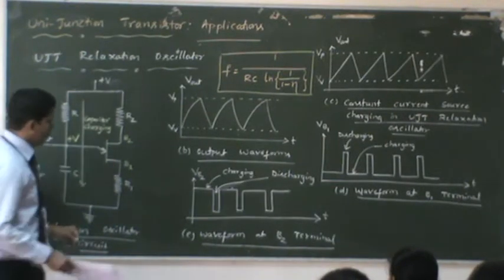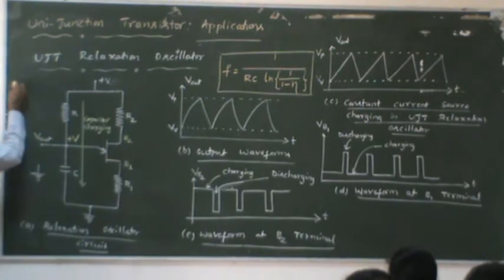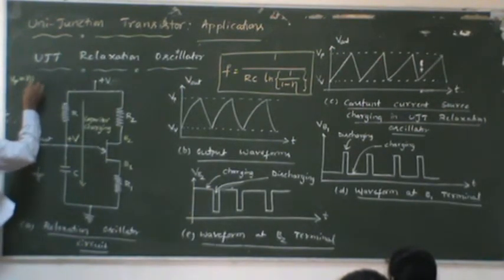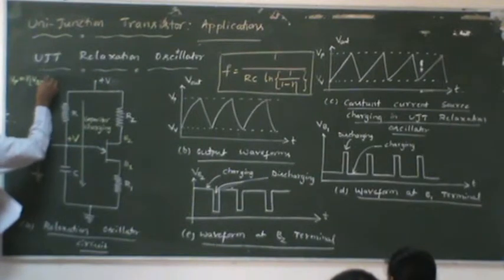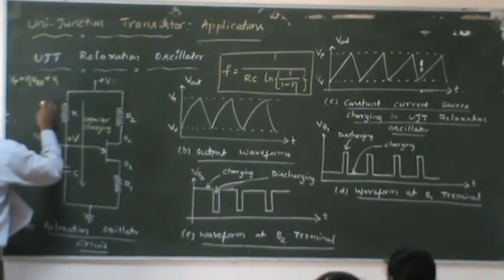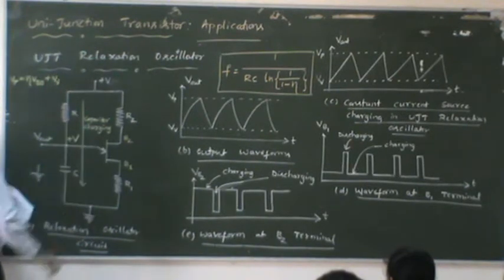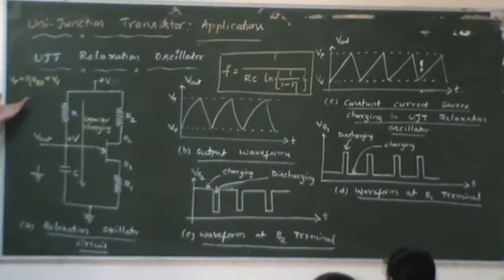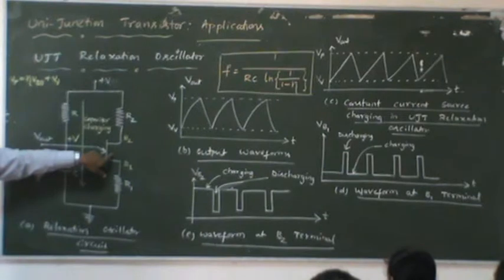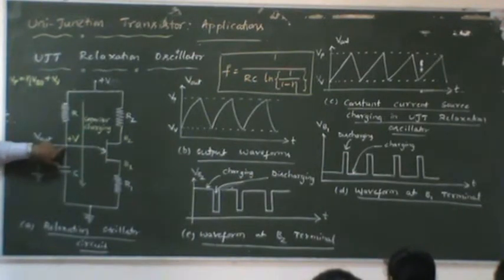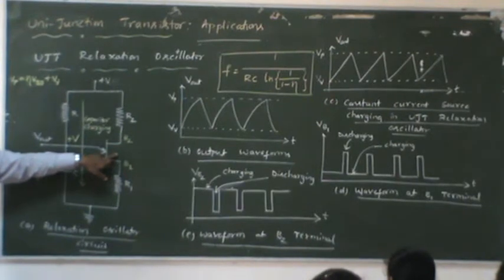Remember again, in the previous classes we said that there is a voltage which we call the peak voltage, which is equal to eta times VBB plus the cut-in voltage, right? Remember this formula which we have given? That means whenever the voltage at this point exceeds this, the diode inside this becomes forward biased. Whenever the voltage at this point is less than this, the diode present inside this will be reverse biased.